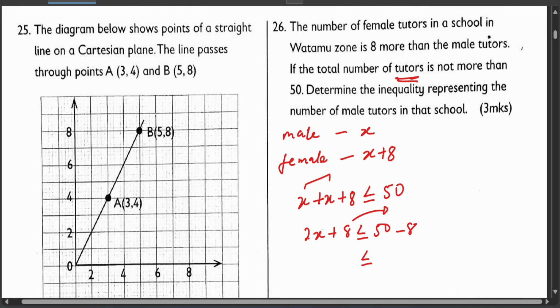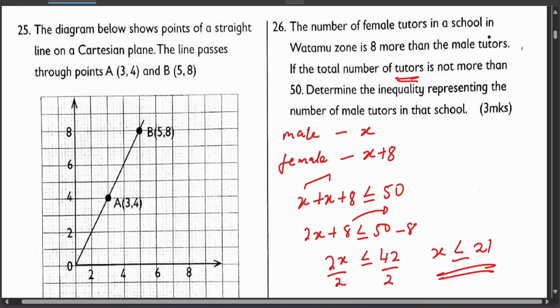So I think, are we finding the inequality representing the number of male tutors? Okay, so 50 minus 8 gives you 42. So 2x is less or equal to 42. Divide by 2, divide by 2. So x should be less or equal to 21. So the number of male tutors should be less or equal to 21.